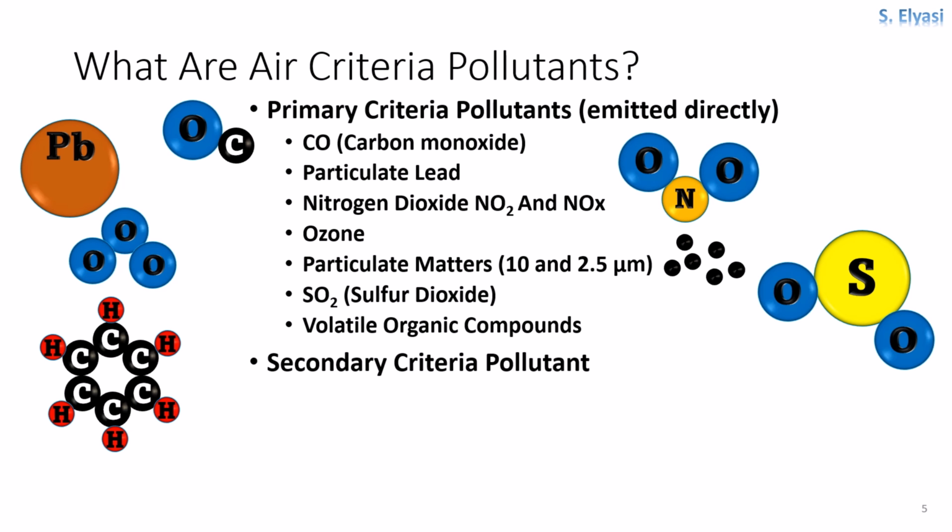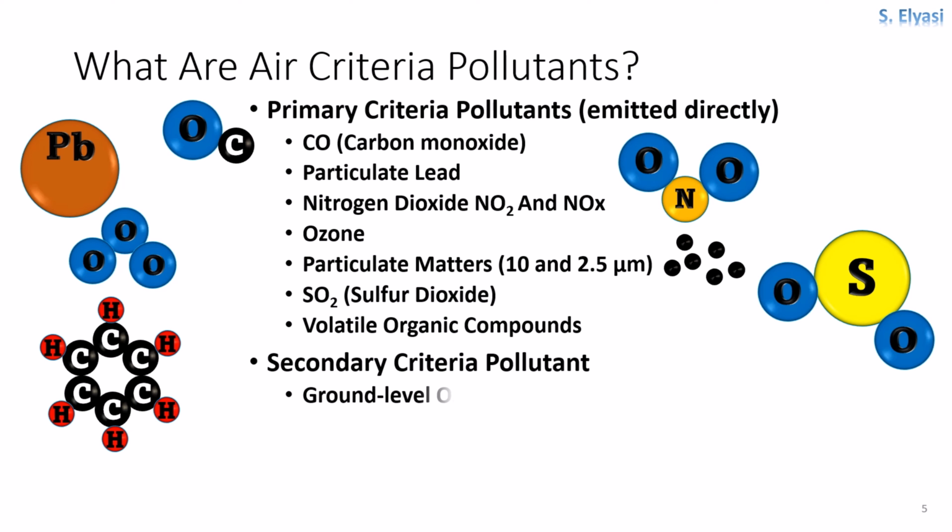Secondary criteria air pollutants are those that are not emitted directly into the air as primary pollutants, but form as a result of reactions between primary pollutants and natural elements in the atmosphere. The U.S. Environmental Protection Agency, EPA, monitors these pollutants because of their potential to harm human health and the environment.